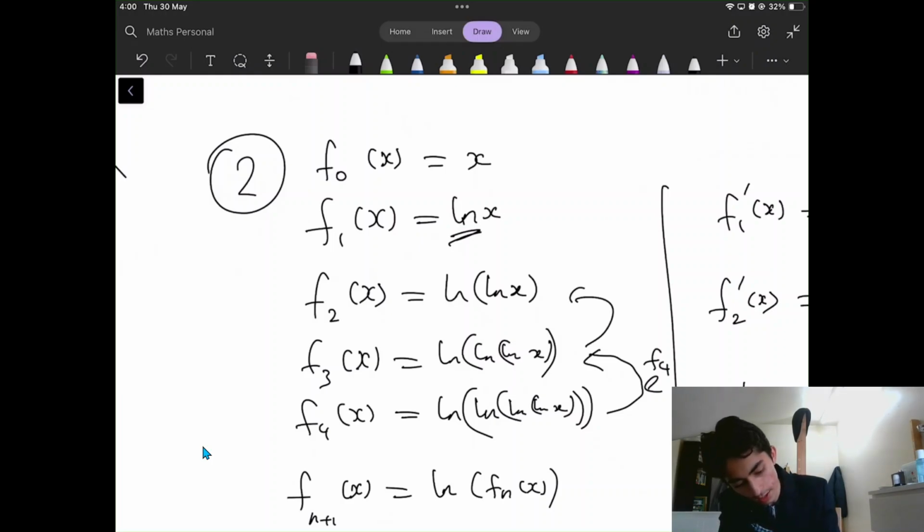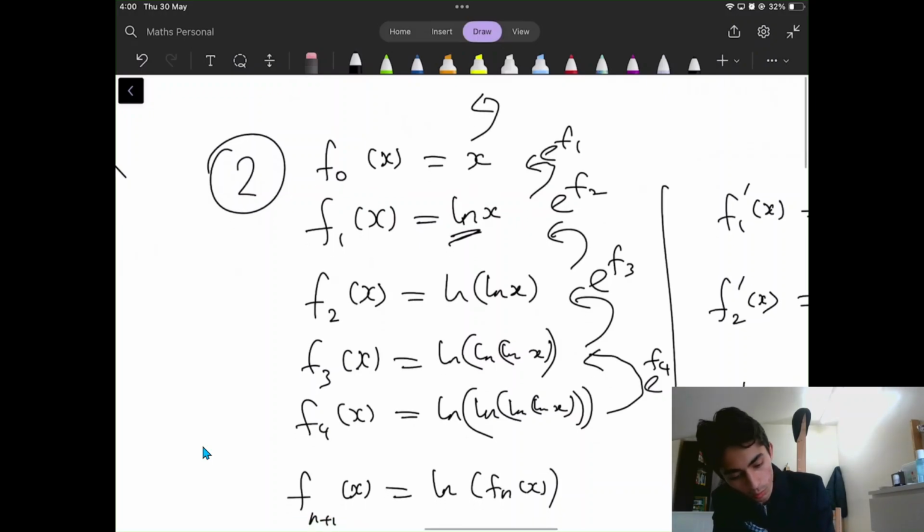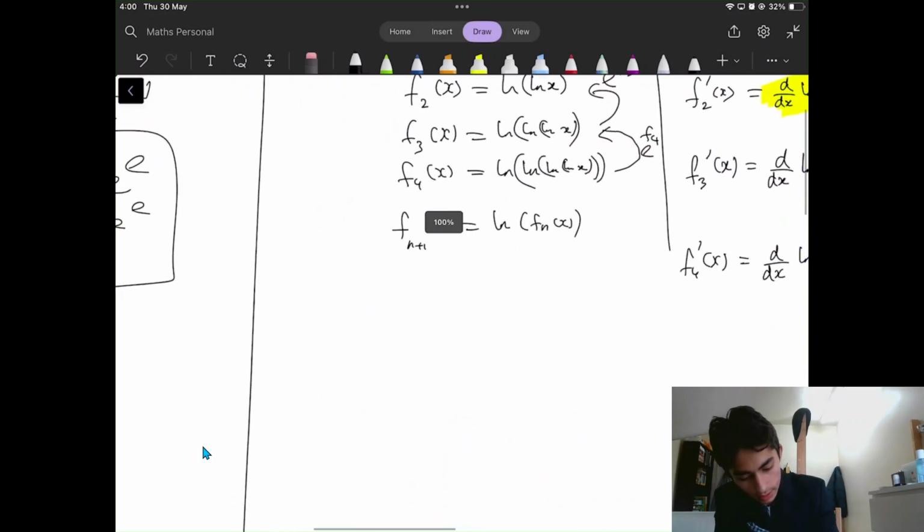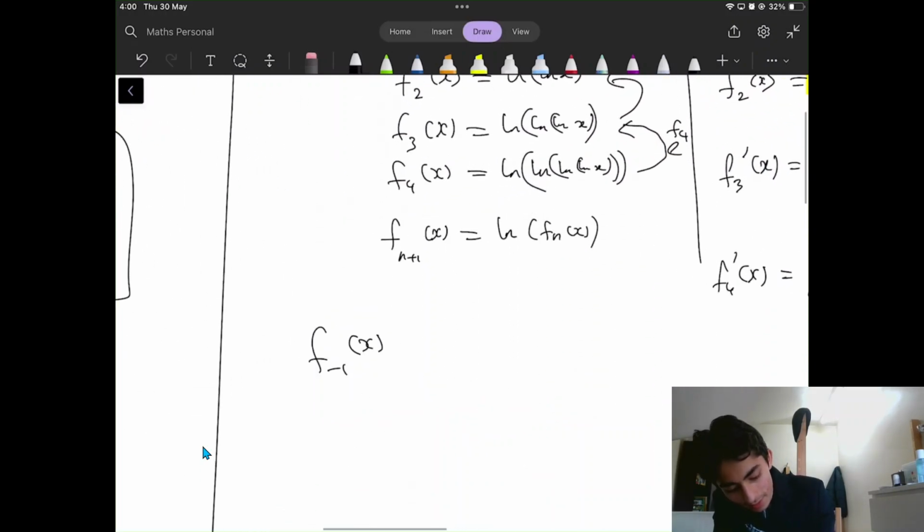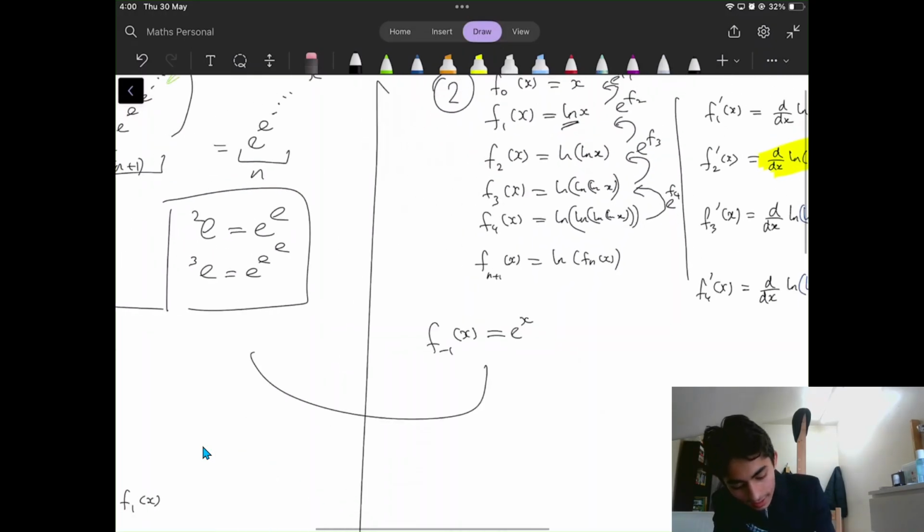In order to get from f3 to f2, you exponentiate f3. And then you exponentiate f2 to get to f1. To get to f0, you exponentiate f1. And then if you exponentiate f0, you get something I would call f, there's not enough space on this OneNote page, so I'll just write it down here. f negative 1 of x equals e to the x. And that leaves us with that.